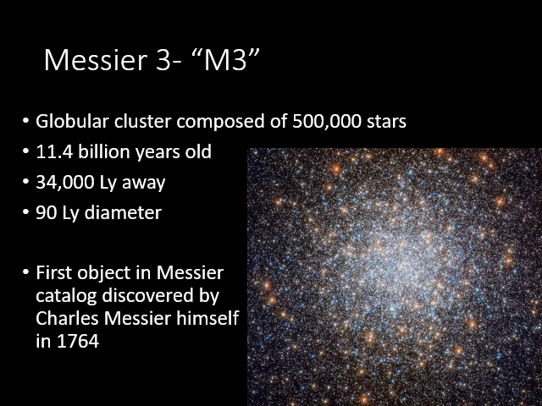This globular cluster is interesting because it's actually the first object in the Messier catalog that was discovered by the guy who we named the catalog after, Charles Messier. He was putting together this catalog in the late 1700s. He saw this one in 1764.